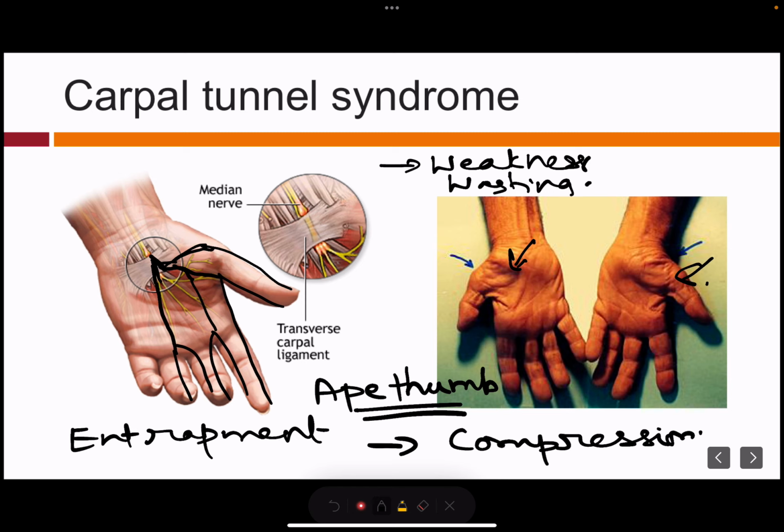All right. So this is about the flexor retinaculum and carpal tunnel syndrome. I hope this was helpful to you to understand what the attachments of the flexor retinaculum are and what structures pass superficial to and deep to the flexor retinaculum.